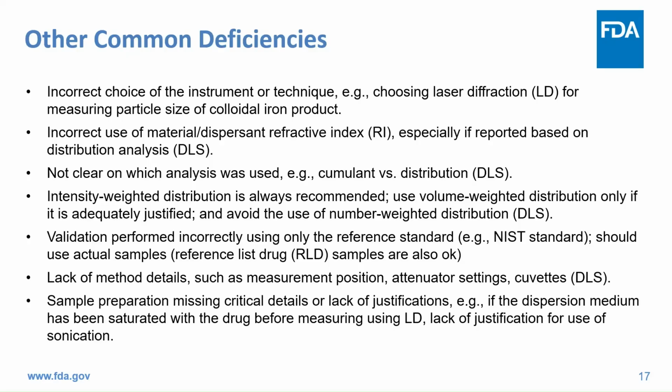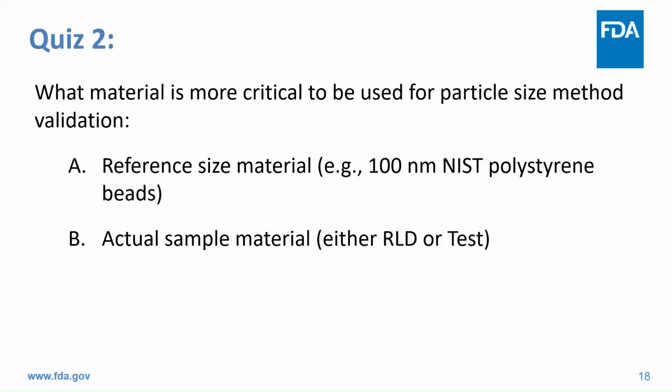Lack of sample method detail, missing critical information, all of these things are something you should keep in mind. So with that, I want to close this morning session, the first session, by asking another question. What material is more critical to be used for particle size method validation?